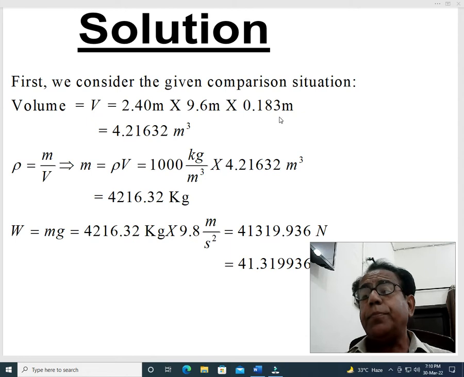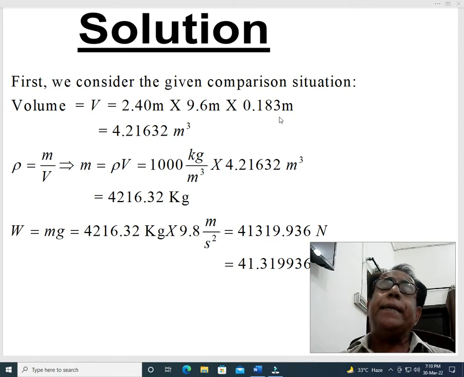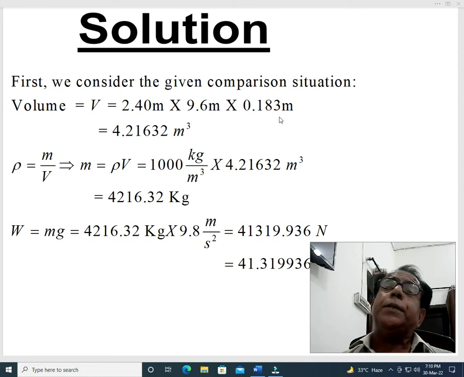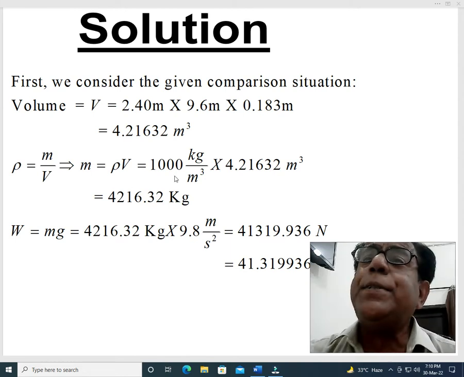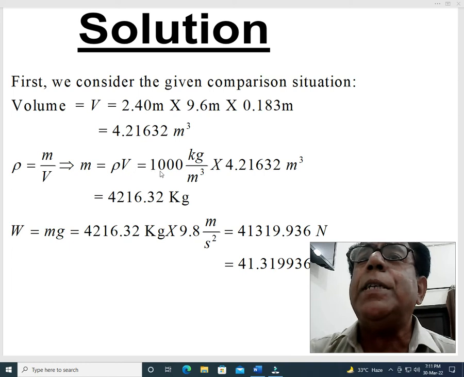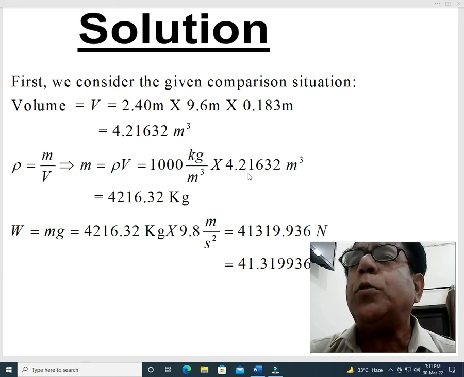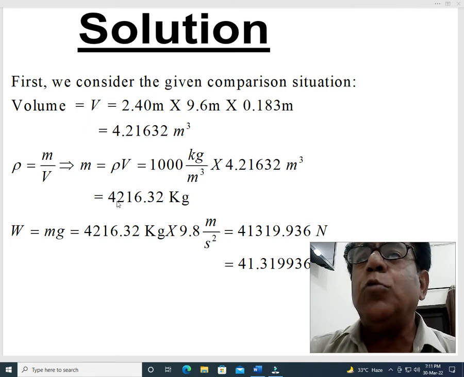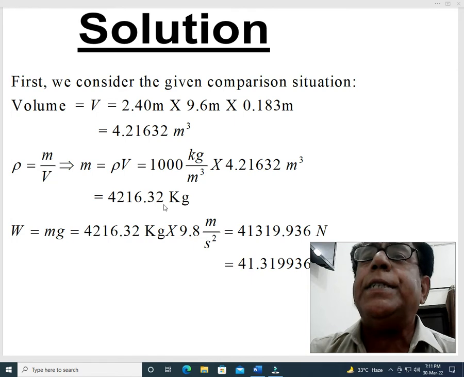Now we come towards the definition of density, rho, which is equal to mass over volume, mass per unit volume. This implies that mass alternatively becomes equal to density into volume. Now we put the values of density and volume. We know that density of water is 1000 kilogram per meter cube and volume we have already calculated in the above step. So M becomes equal to 1000 kilogram per meter cube into 4.21632 meter cube. Meter cube will be cancelled out with meter cube and mass will become equal to 4216.32 kg.